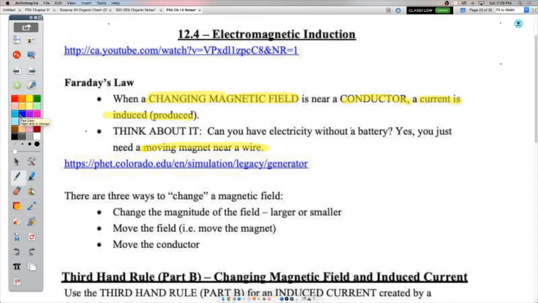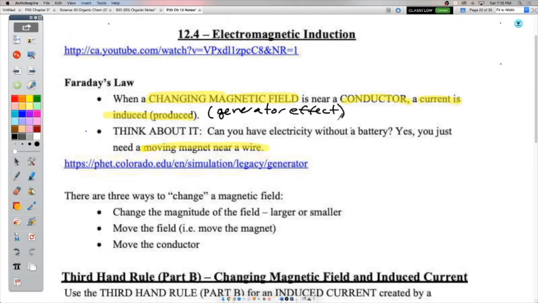So the motor effect was that a moving current would produce a magnetic field, and then that magnetic field would interact with an external magnetic field to cause a magnetic force, which led to motion. Now we're going to have a moving magnetic field, and we're going to convert that into current. So the mechanical energy here is going to be converted into electrical energy. It's kind of the backwards motor effect. This fact that the changing magnetic field can induce a current is known as the generator effect.